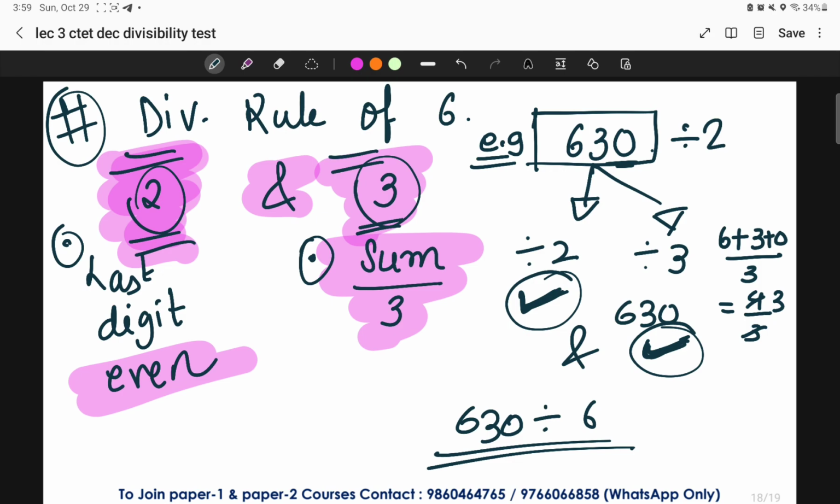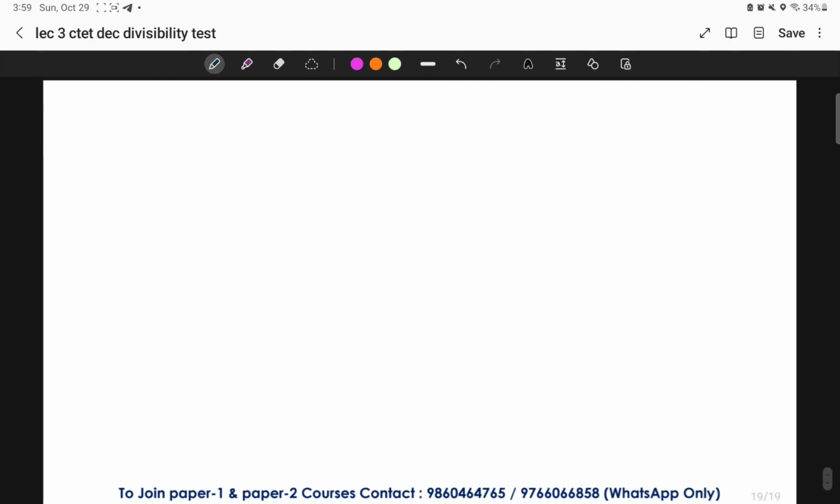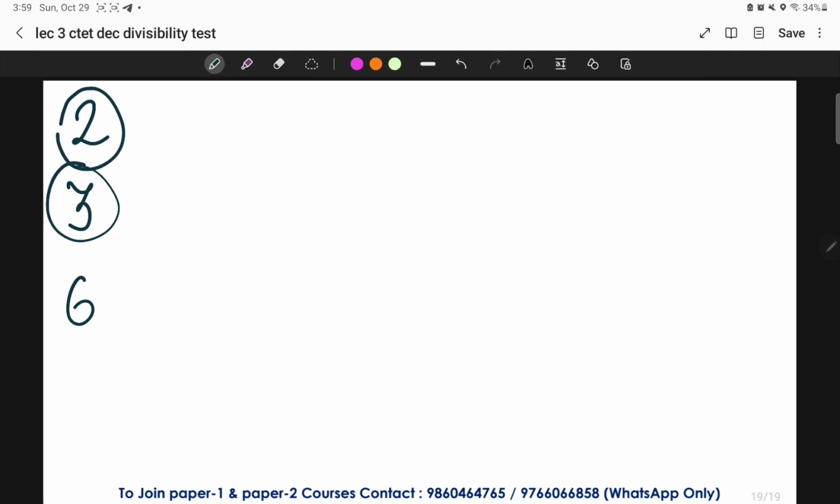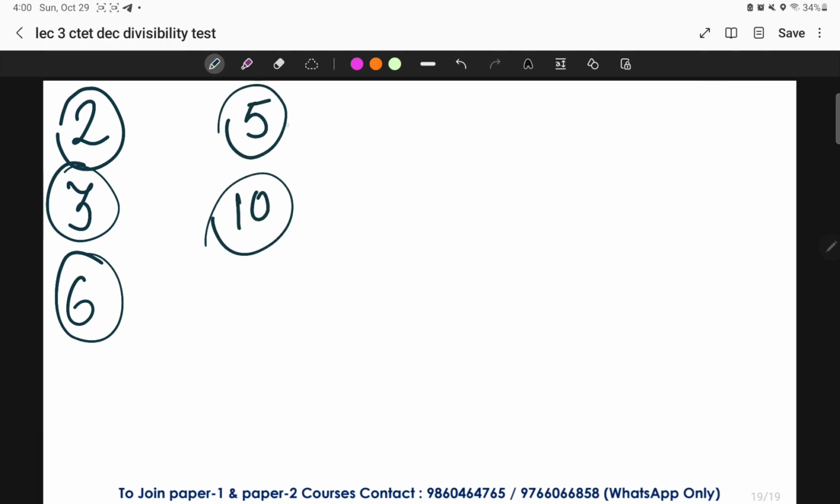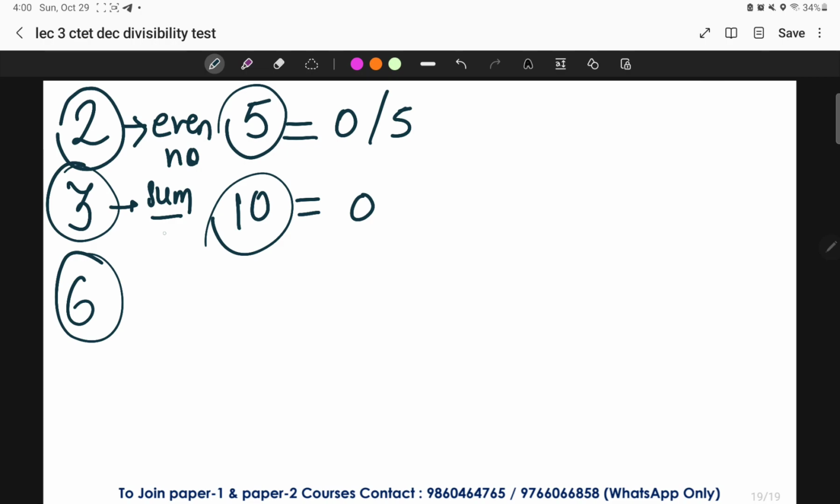Let me go through what we have studied till now. The divisibility test of 2, the divisibility test of 3, then of 6. You have to remember in this pattern. If you know the divisibility tests of 2 and 3, you know the test of 6. If you know the divisibility test of 5, then you know the test of 10 as well. Last digit should be 0 or 5. Last digit should be 0. Last digit should be an even number. For 3, take the summation and divide by 3.